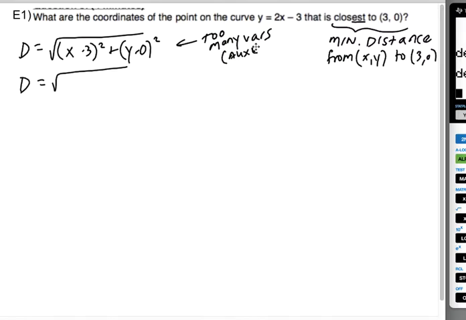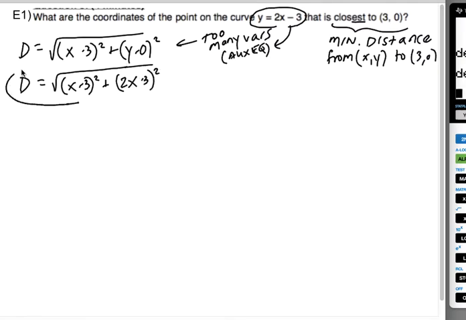The nice thing about these distance formula problems is that the auxiliary equation is handed to you because the point (x, y) is on the curve y equals 2x minus 3. So I'm going to go ahead and replace that y with a 2x minus 3. So I get x minus 3 squared plus, and then it's a y minus 0, but you could just call it a y, so y squared, which would be 2x minus 3 quantity squared. So there's the thing I want to minimize.